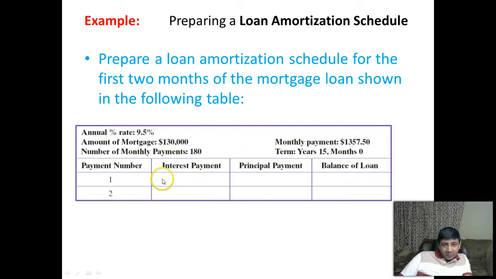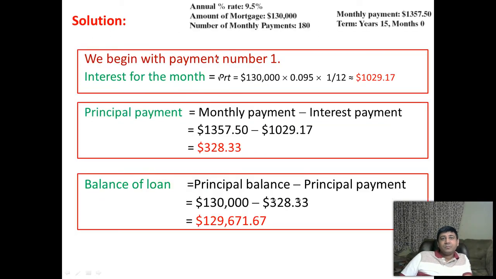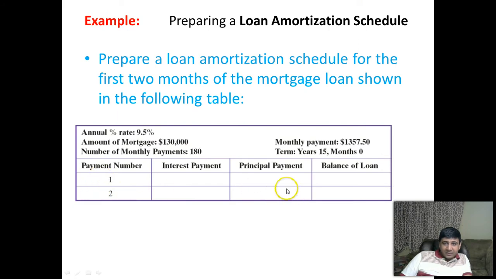So let's calculate the first payment. For the first payment, these are our parameters here. We begin with payment number 1. We are looking at this payment here. So what happens here?